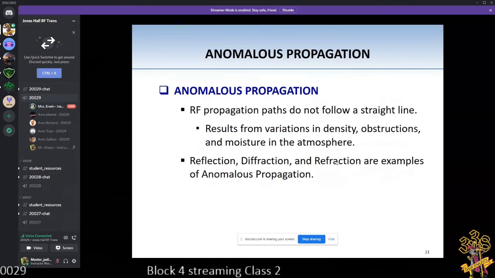The anomalies are going to affect your signal. They can reflect it, diffract it, refract it, absorb it. So those are all anomalies.